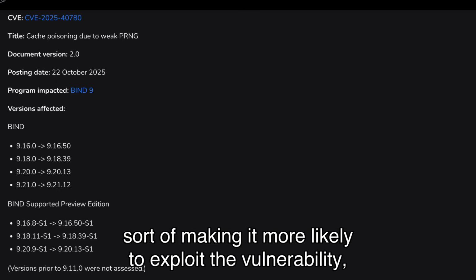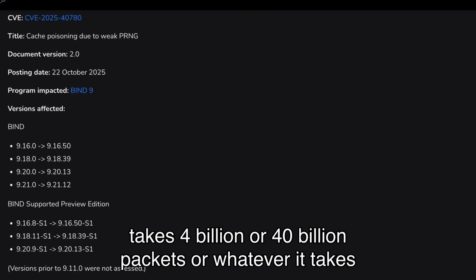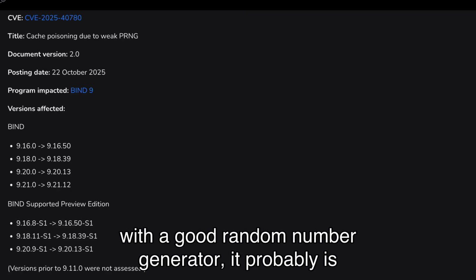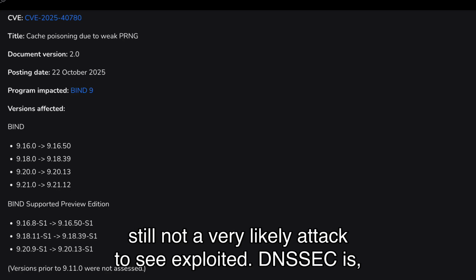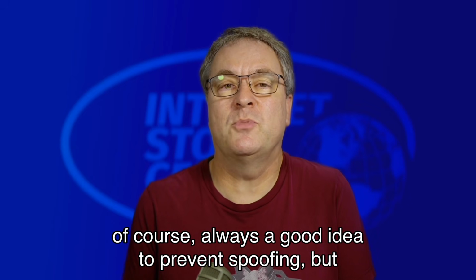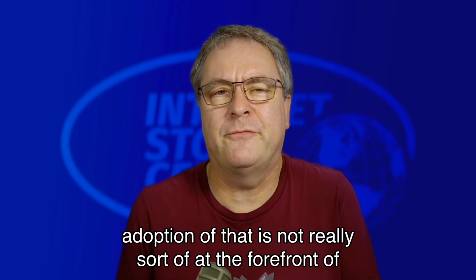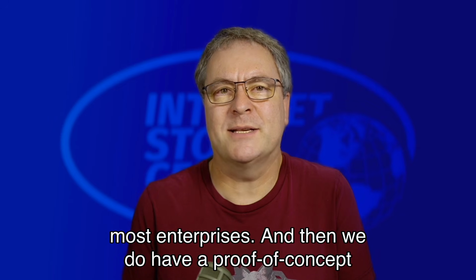If it's just making it more likely to exploit the vulnerability, then it may not be such a big deal because, if it takes 4 billion or 40 billion packets or whatever it takes with a good random number generator, it probably is still not a very likely attack to see exploited. DNSSEC is, of course, always a good idea to prevent spoofing, but adoption of that is not really at the forefront of most enterprises.